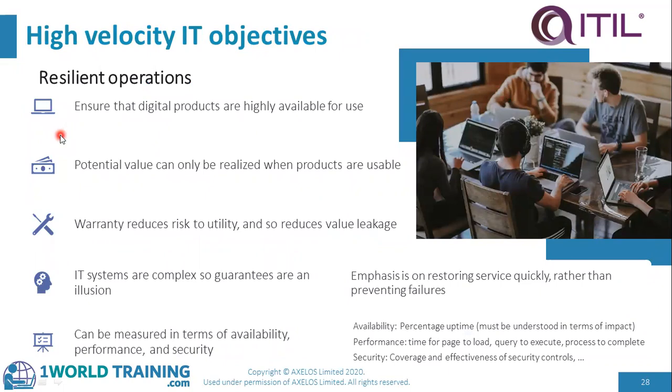Another objective is that of resilient operations. It ensures that digital products are highly available for use. Availability, that is. The potential value can only be realized when products are usable, for which they need to be resilient. The warranty, that is. The warranty reduces the risks to the utility or functionality and therefore reduces the value leakage. IT systems are complex, so guarantees are an illusion. The emphasis is on restoring the service quickly rather than preventing failures because complex systems are bound to fail.